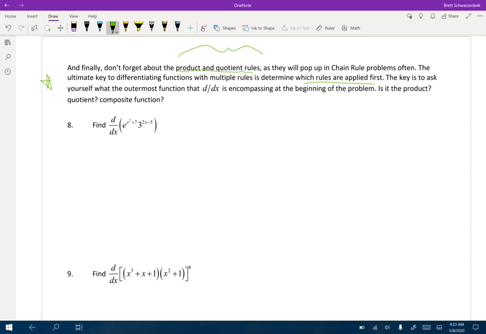Okay, so look at number 8. I'm asked to find the derivative of e to the x squared plus 7, times 3 to the 2x minus 5. Hopefully, you clearly see that there is a multiplication sign here that's not being shown because these just happen to be right next to each other. So the key is, in class, what I would ask students is, what two rules do you see in this problem?